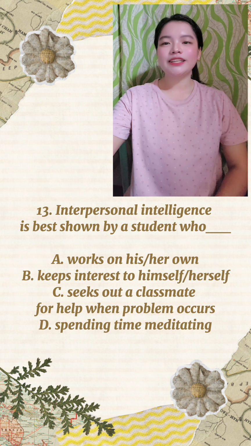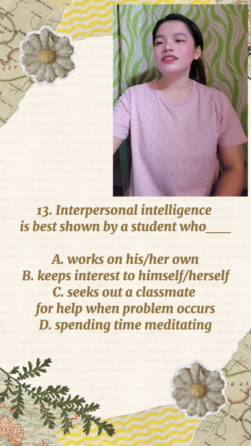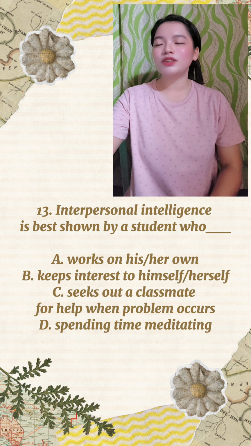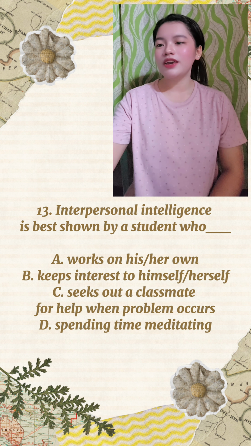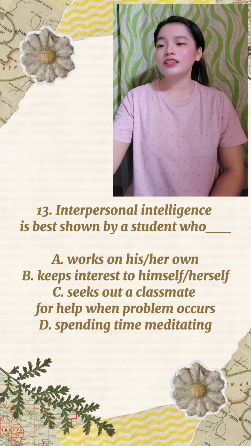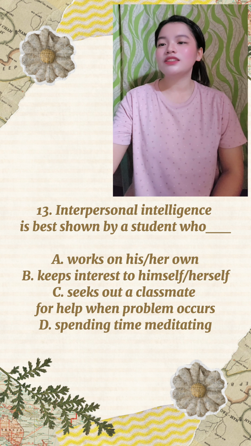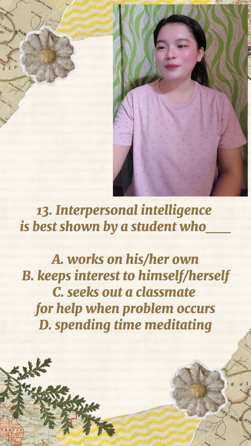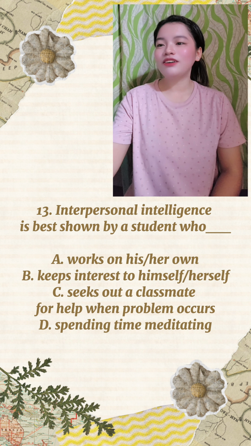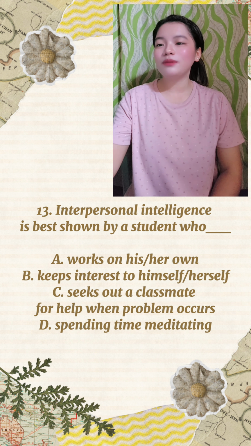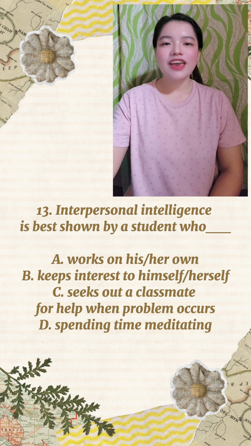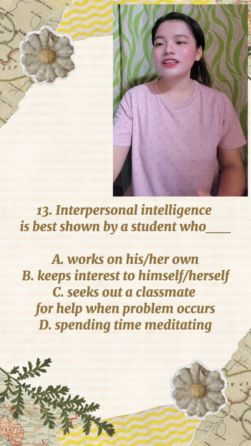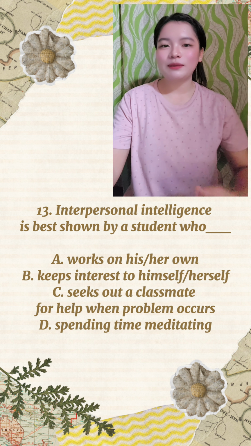Question number 13. Interpersonal intelligence is best shown by a student who A. Works on his or her own, B. Keeps interest to himself or herself, C. Seeks out classmates for help when problems occur, and D. Spends time meditating.